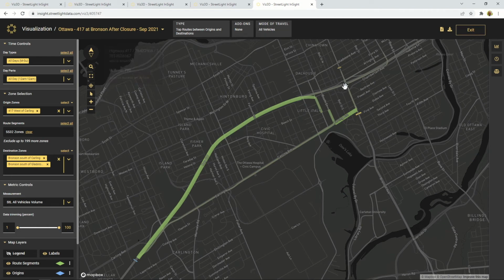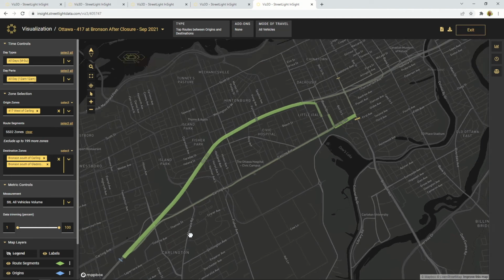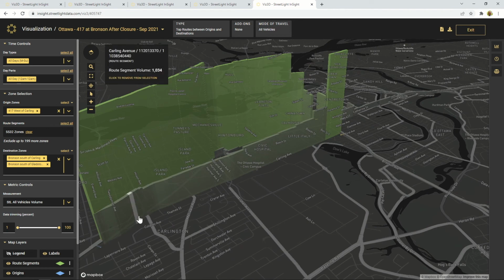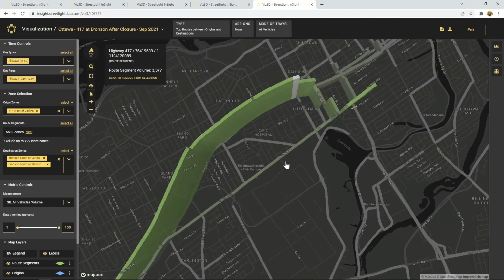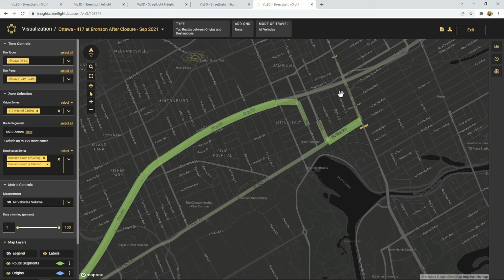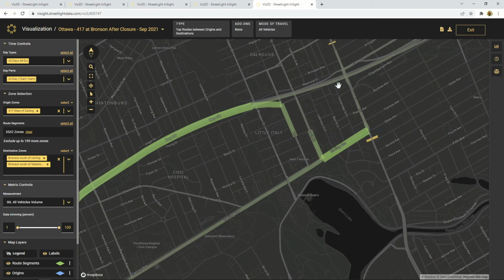Vehicles can no longer exit at Bronson right here, but we see a relatively small share of vehicles actually exit at Carling as suggested. The vast majority of them stay on the 417. And what happens is, as vehicles approach Bronson Avenue, perhaps now observing that there's a closure, they try to exit a little bit earlier. We see a lot of vehicles exit on Rochester and then take these local roads to access Carling onto Bronson to head north or south.